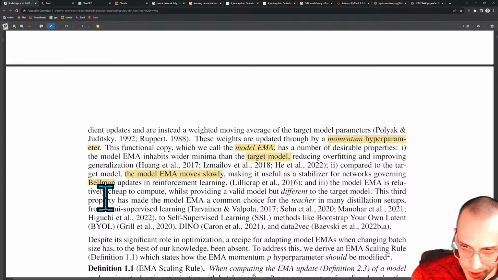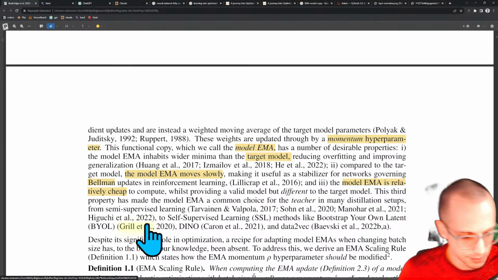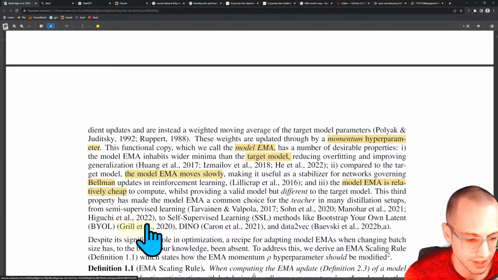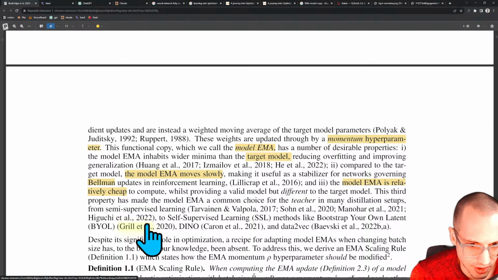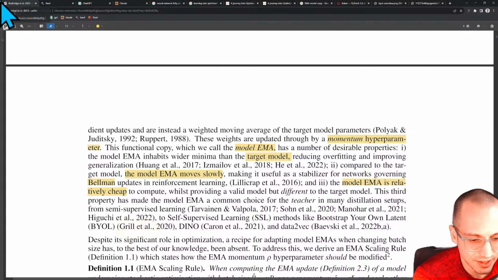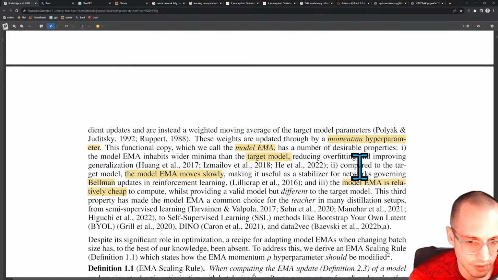The model EMA is relatively cheap to compute whilst providing a valid model but different to the target model. Obviously, in today's world, where GPUs are scarce and computation is a limited resource, you want to only do strategies that are cheap and easy to compute. If the exponential moving average was an absolute pain in terms of memory and time complexity to compute, then this whole area of inquiry would be worthless. But it's actually relatively cheap to compute, therefore it's worth looking into.